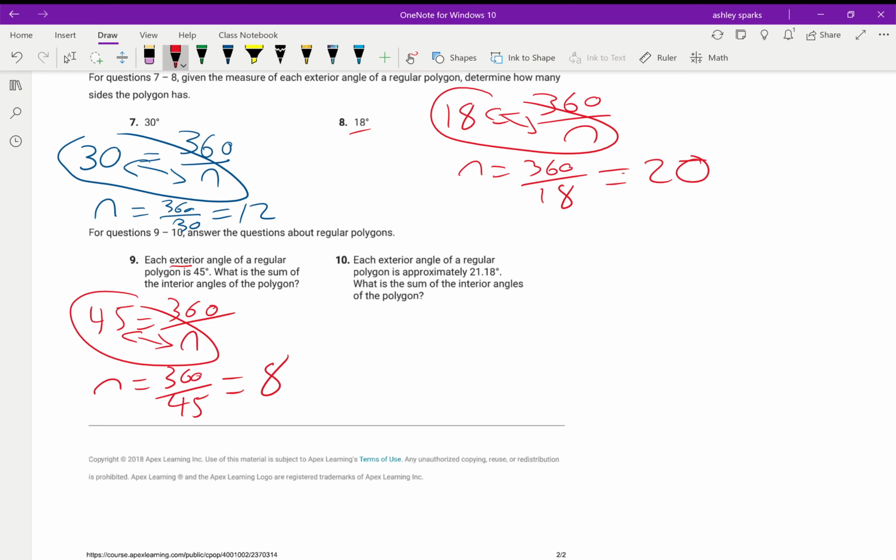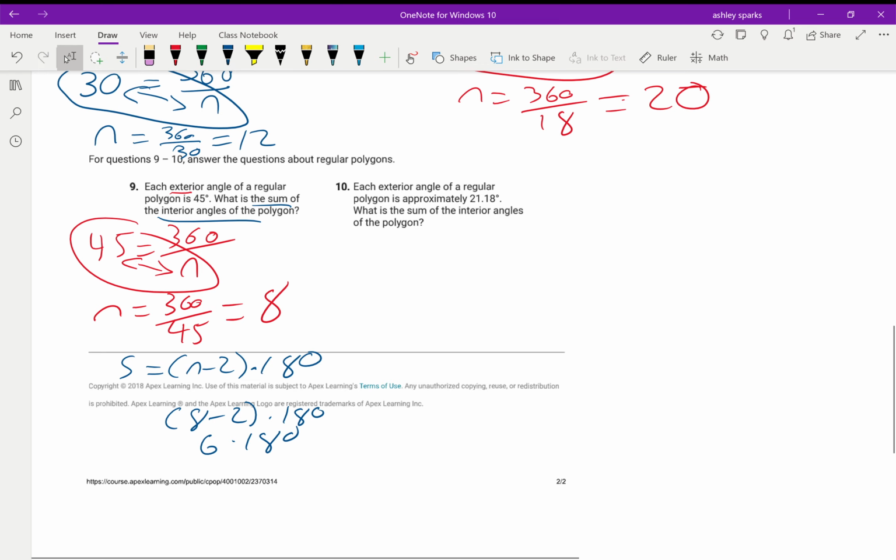The second part of my question says, what is the sum of the interior angles? Well, that's our formula. Sum equals n minus 2 times 180. So now I'm going to do 8 minus 2 times 180, 6 times 180, and I'm going to get 1,080 out of it.